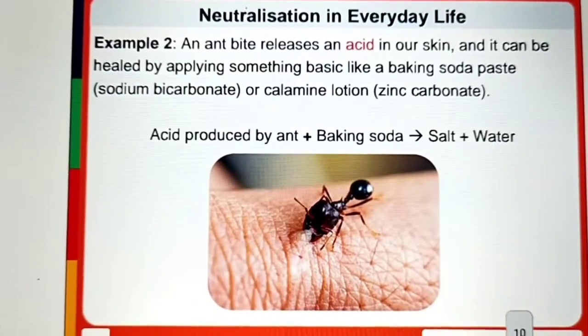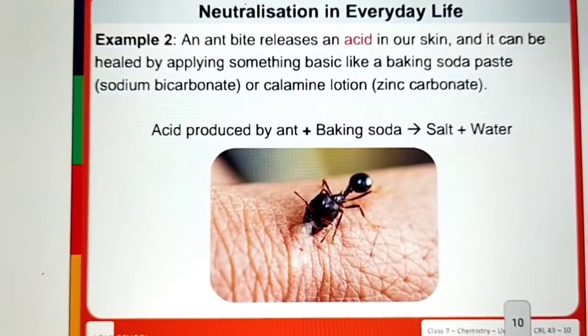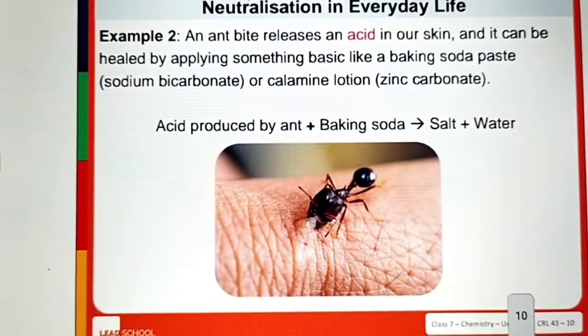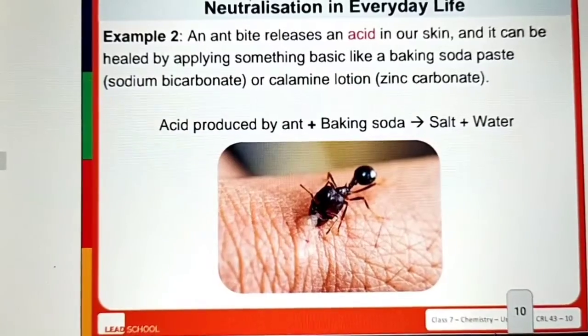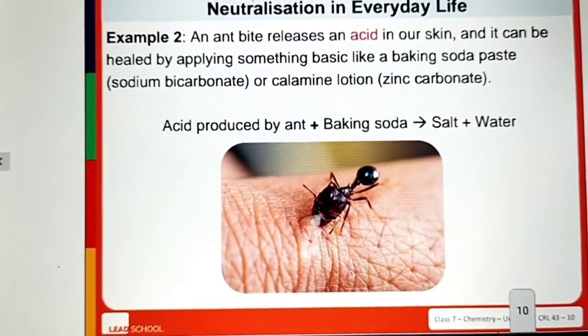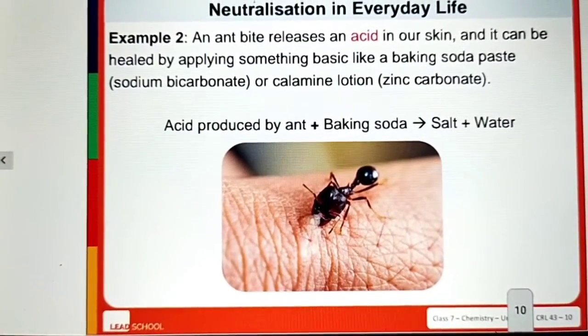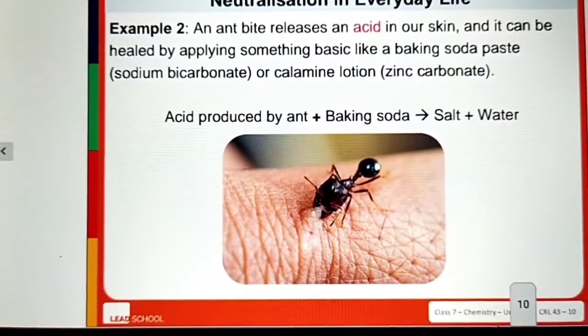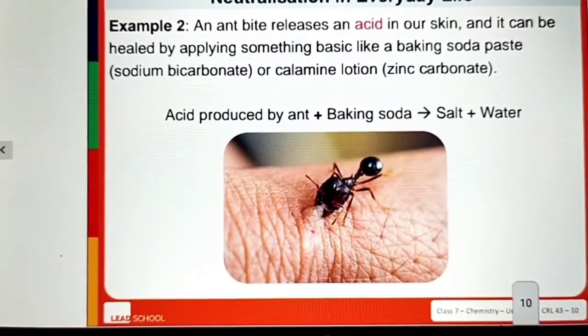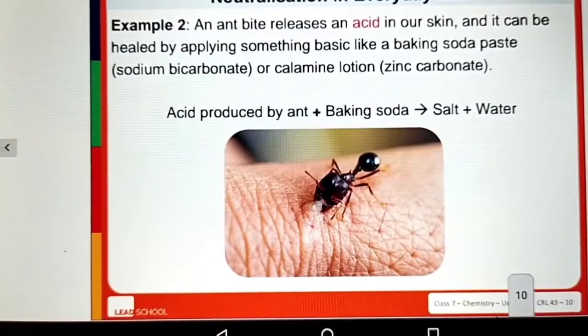What happens when an ant bites you? It releases an acid in our skin. How can we heal that? By applying something basic like baking soda paste or calamine lotion. The baking soda paste neutralizes the effect of acid.